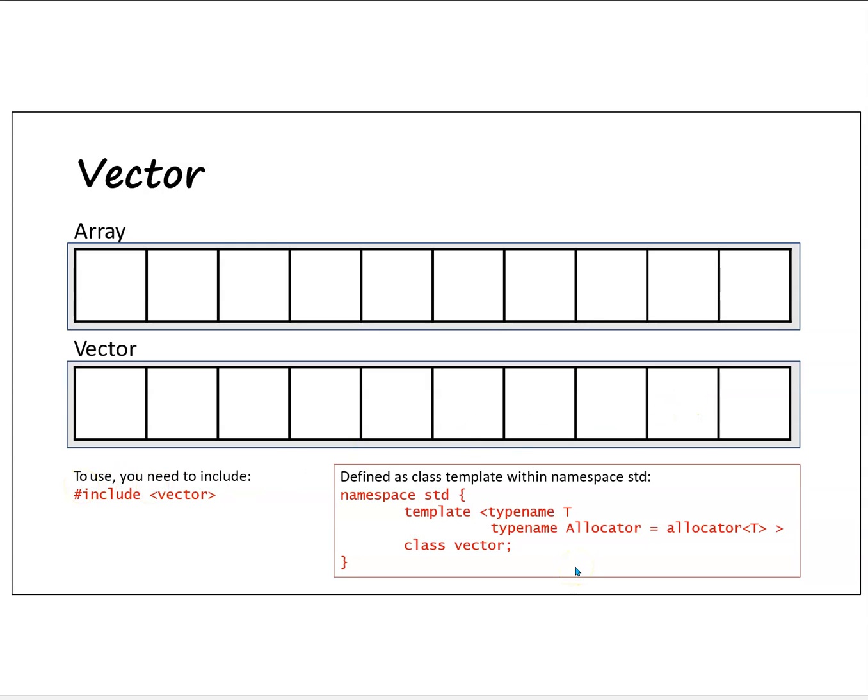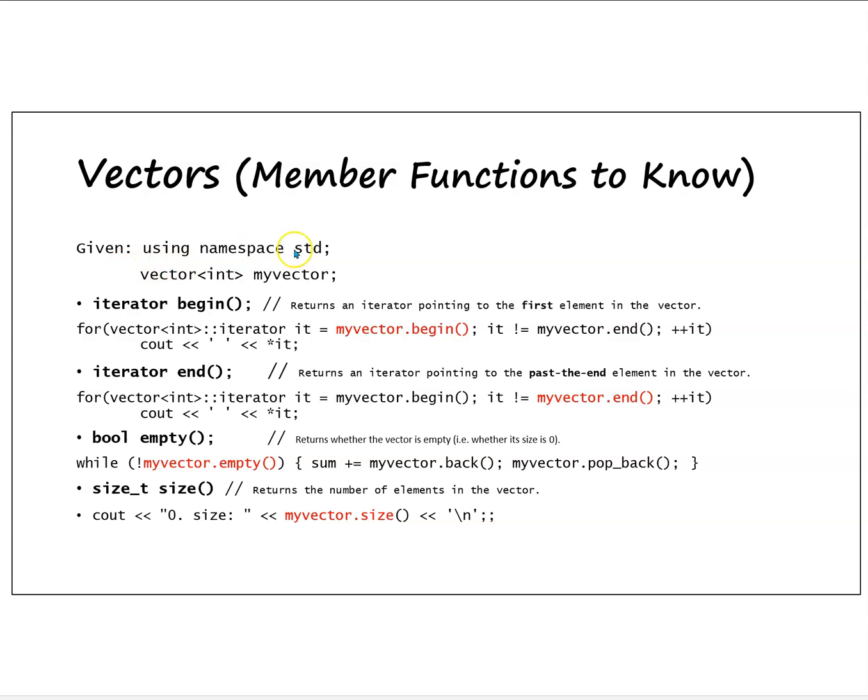Vector is defined in STL as a template containing a type name, an allocator we pass through as another type, and then a class vector. So how do we use it? First, we say using namespace std, and then we say vector of type, my vector. We can ask for an iterator by calling begin. That'll get us a pointer to the first element, or a smart pointer to the first element. We say vector int iterator. So here we give the type of the container, and then the word iterator, it equals my vector.begin, semicolon.